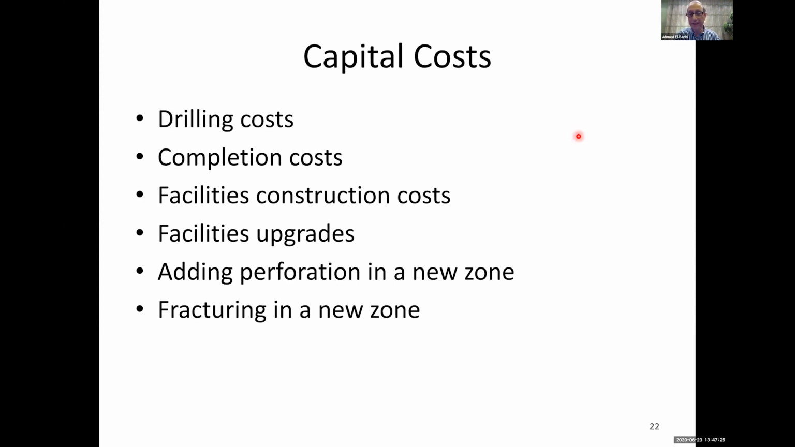Adding perforation in a new zone will be capital expenditure. So if the well is producing from a particular reservoir and you're going to add perforation in a new zone and go and produce from a new zone, the cost of adding this perforation in the new zone will be capital cost. Fracturing in a new zone, same thing. If you're going to complete the well in a new zone, that will be capital expenditure.